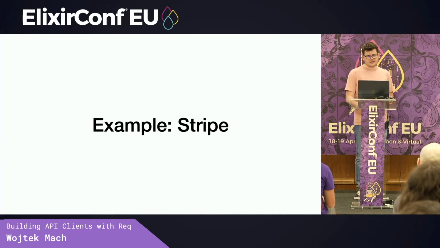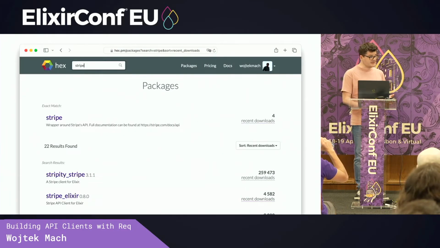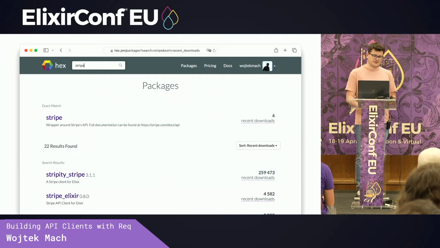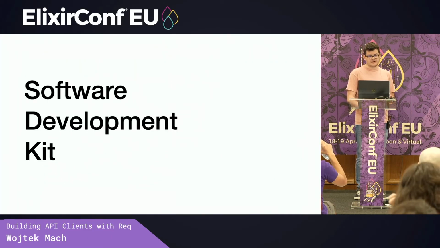Let's build an API client. Let's build a client for Stripe. That's an integration that I did somewhat recently. And before building an API client, a pretty prudent thing to do is to check if one already exists. So if we check for Stripe on Hex, by far the most popular project is Stripity Stripe. And I would consider Stripity Stripe to be an SDK, software development kit.